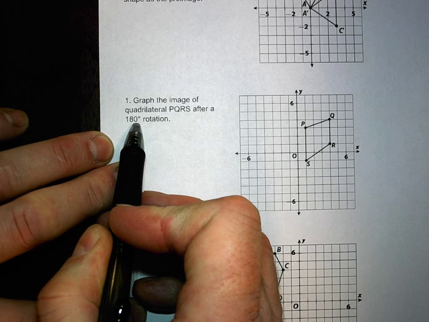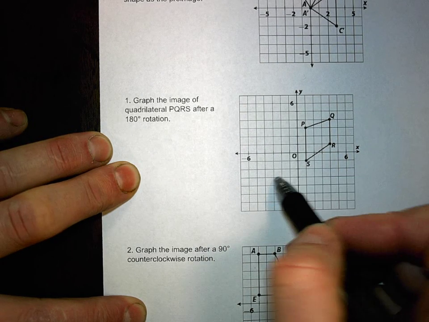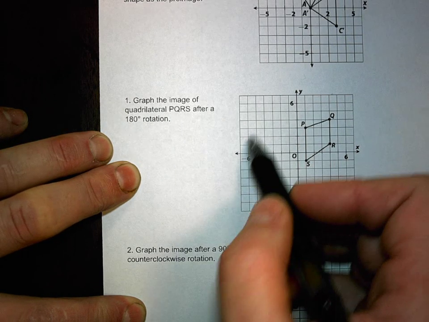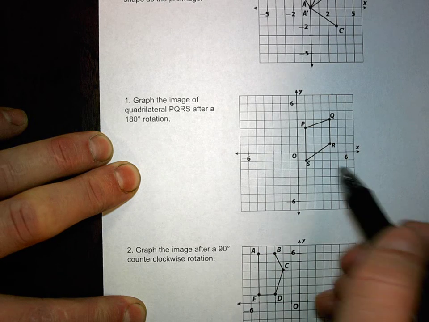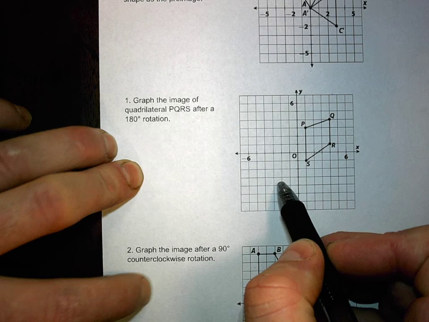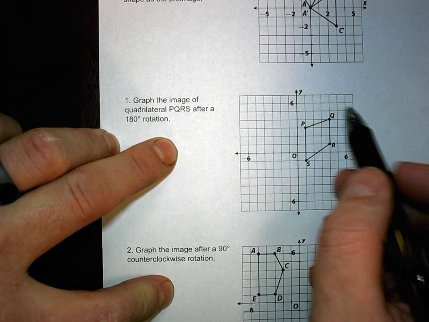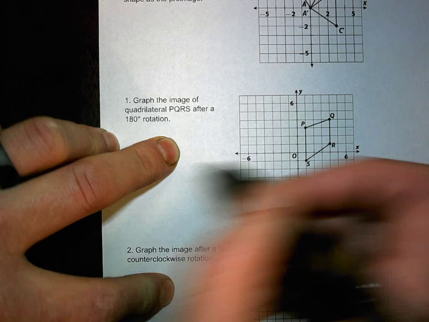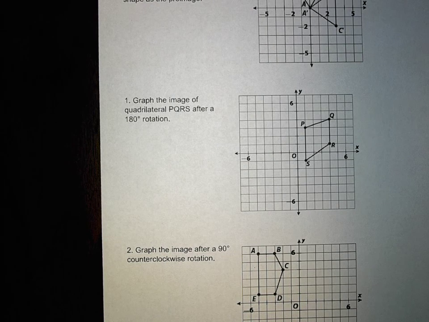Here's where quadrants become important. So you've got quadrant 1, 2, 3, 4, right? So when I rotate it 180 degrees, what quadrant am I moving into? Quadrant 3. You're right. So let's take Q up here, and I'm going to rotate it 180 degrees. Now, the great thing about 180 is it just makes the signs opposite.